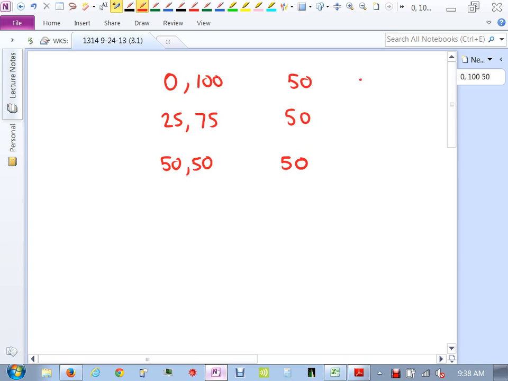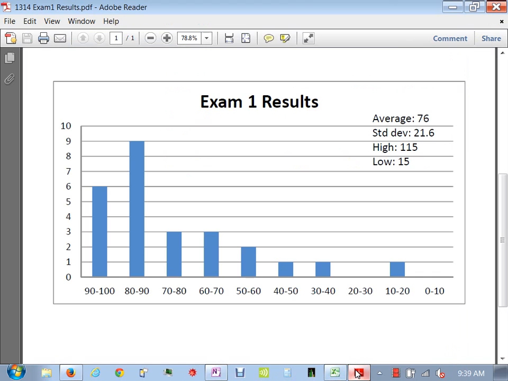So what you would have here is your standard deviation would be large. And here, your standard deviation would be small. So the smaller the standard deviation, the more grouped together the class is. It's like you're all sinking or swimming together. To have a standard deviation of 21, that's large. That's a very large standard deviation.